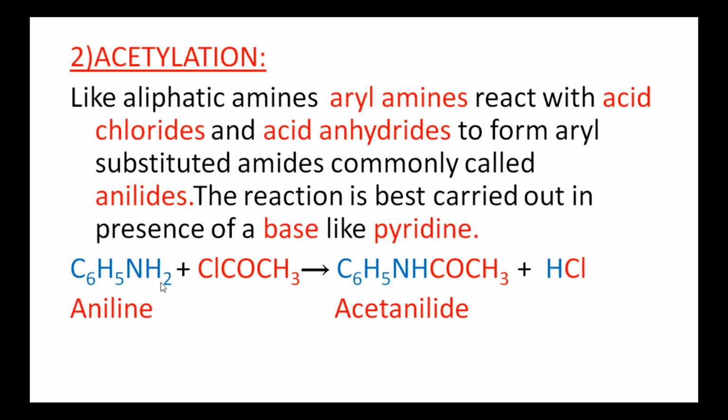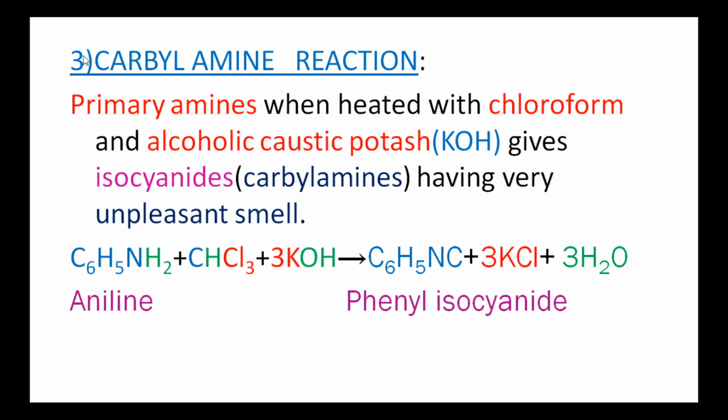Then the hydrogen atom attached to the amino group reacts with the chlorine atom of acetyl chloride and is removed as HCl. Then the amino group forms a bond with the acetyl group, forming N-acetyl aniline, also known as acetanilide, whose formula is C6H5NHCOCH3. Next, the third very important reaction is the carbylamine reaction.